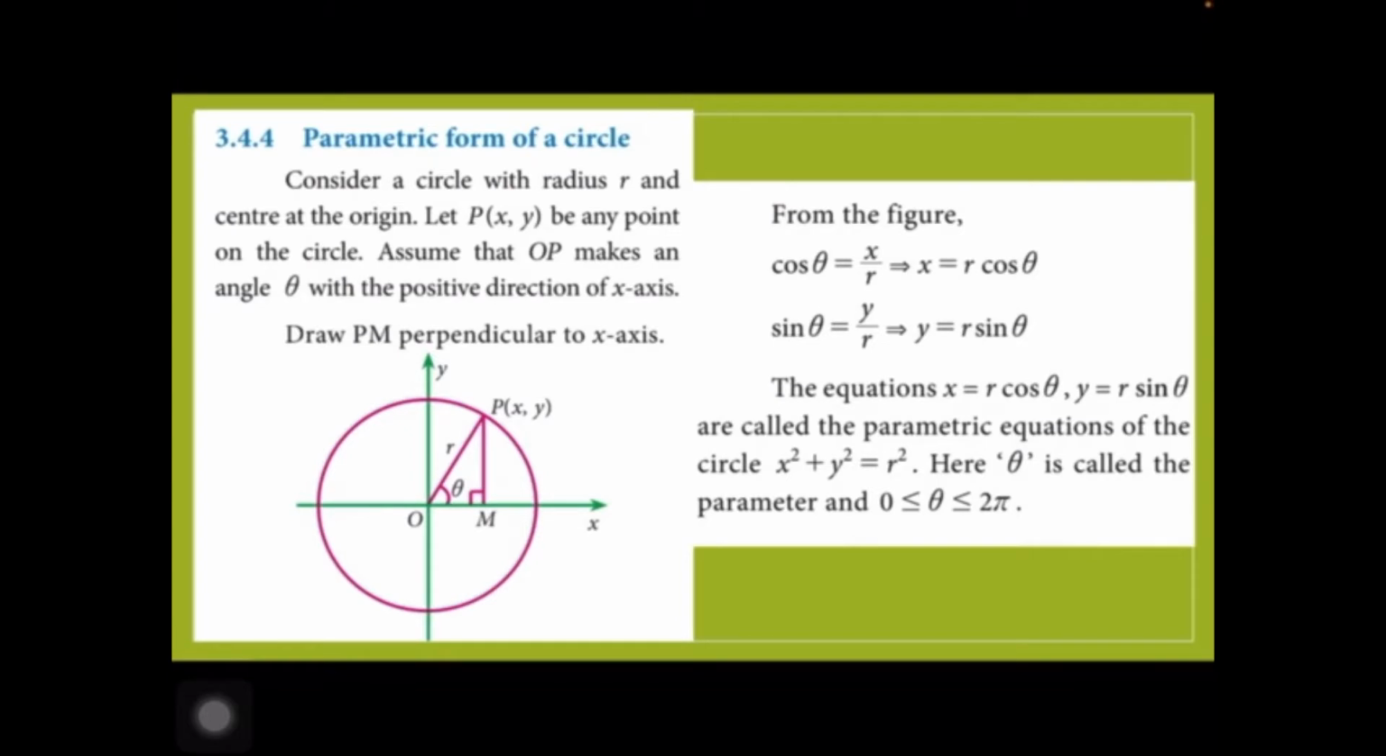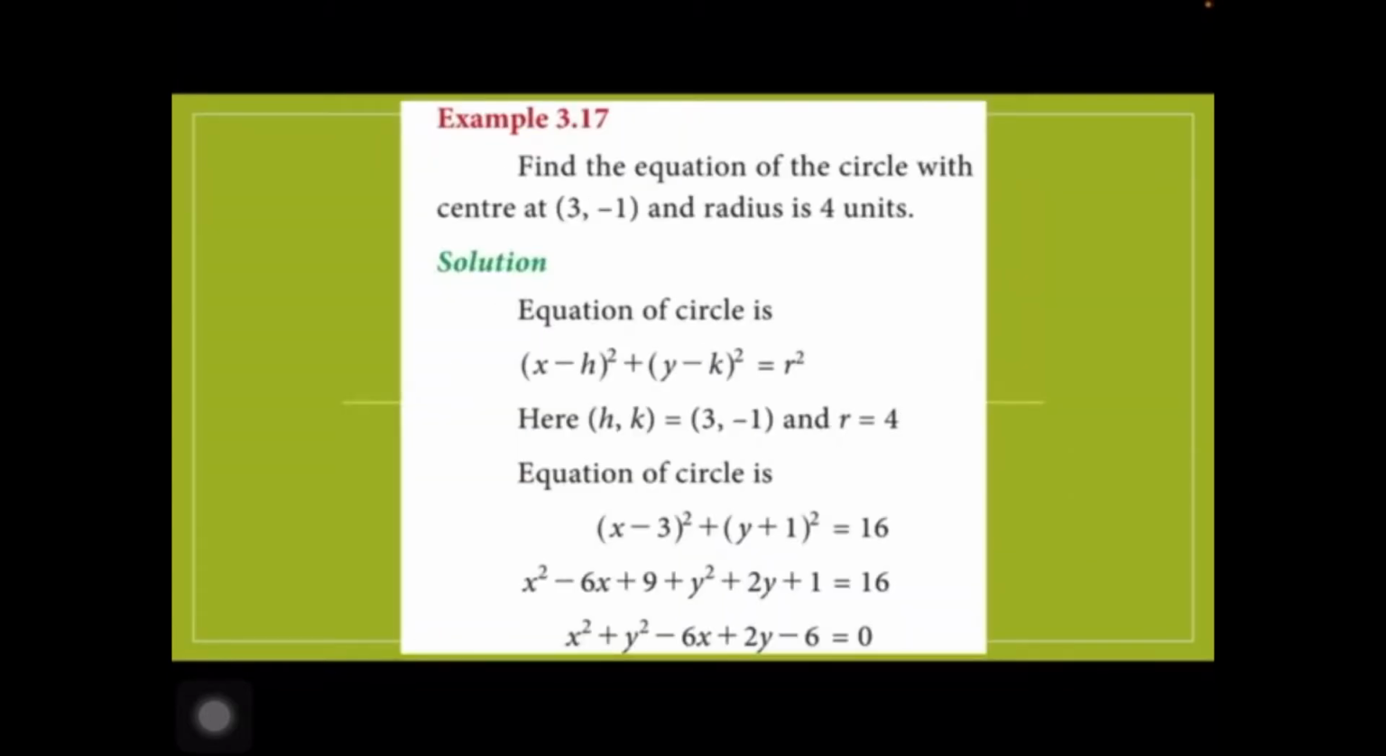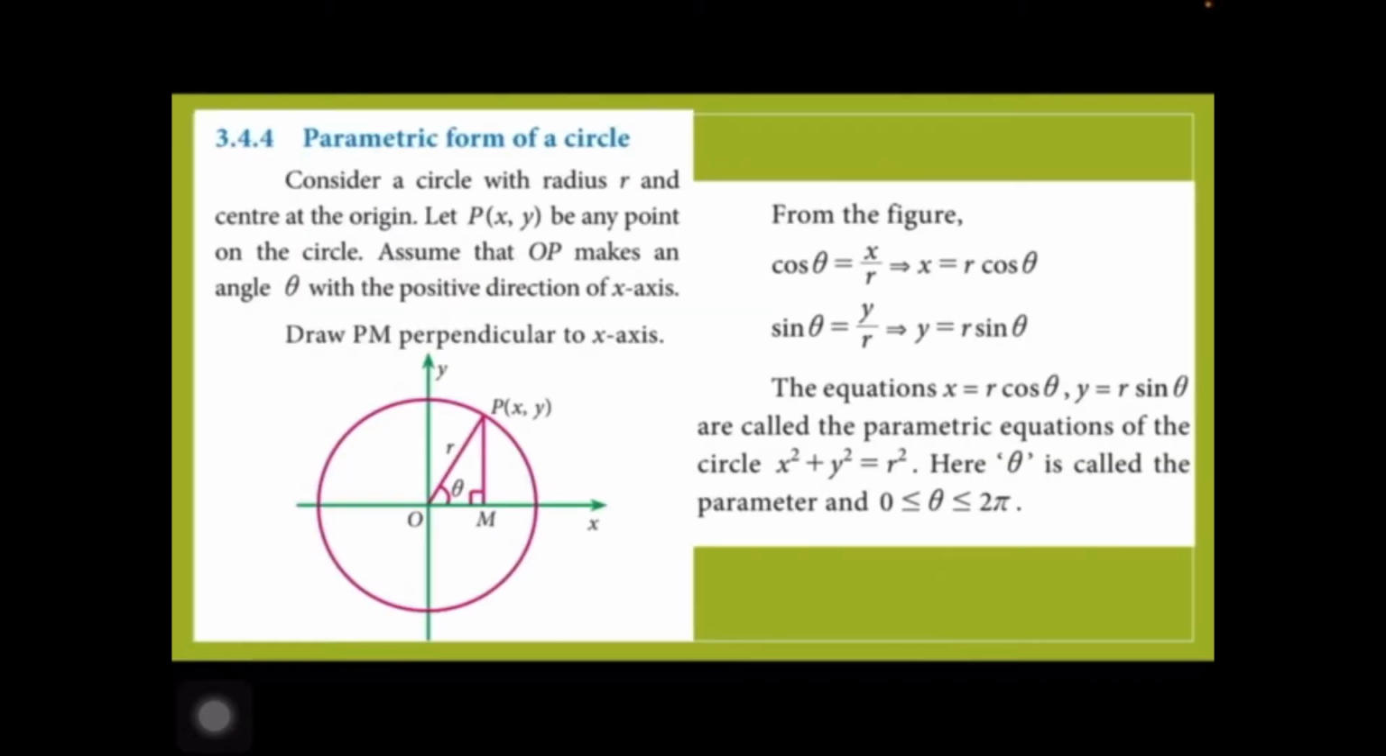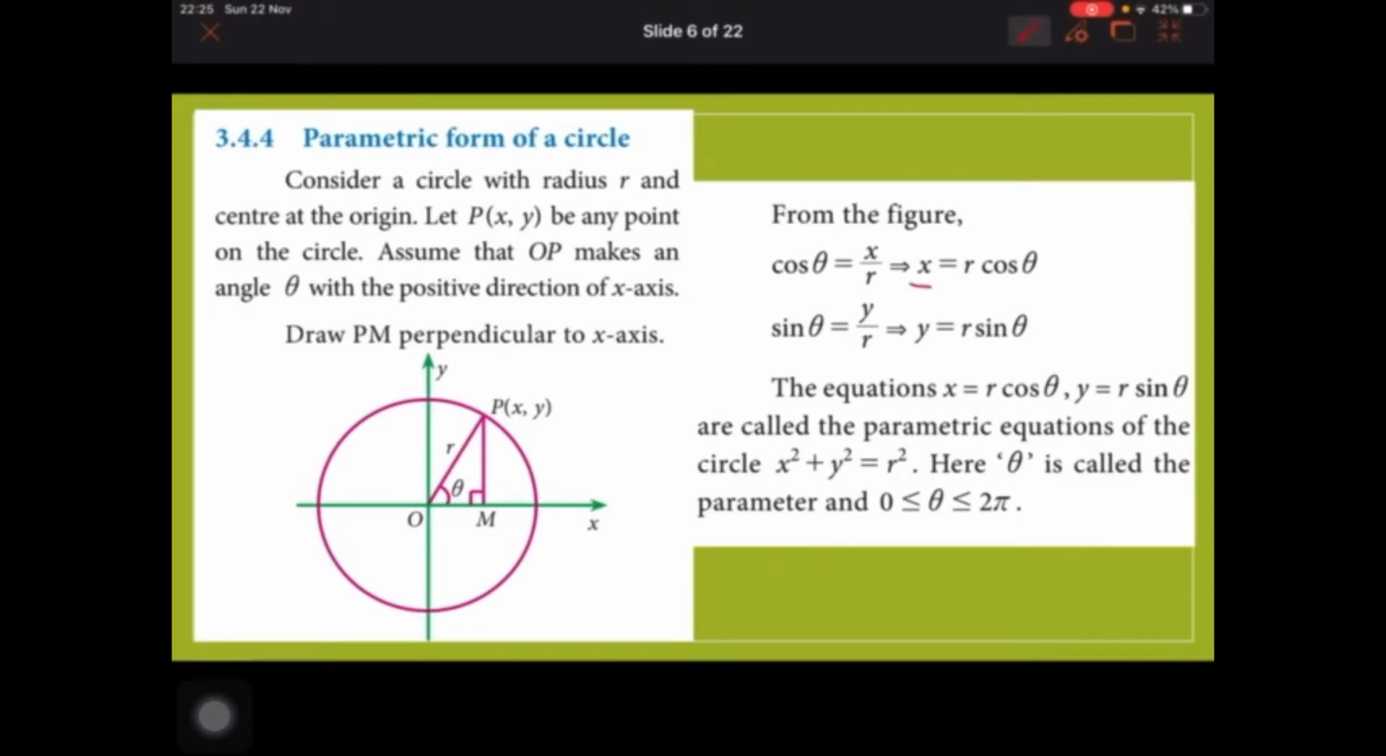Now, the parametric form of a circle. x is equal to r cos theta, y is equal to r sin theta. So, the parametric equation of the circle is x square plus y square is equal to r square, and theta ranges from 0 to 2 pi. This is the parametric form of a circle.